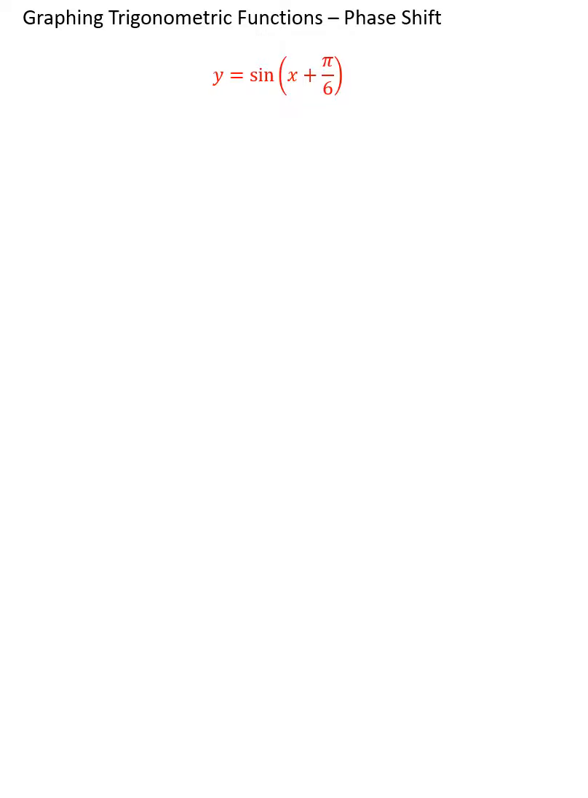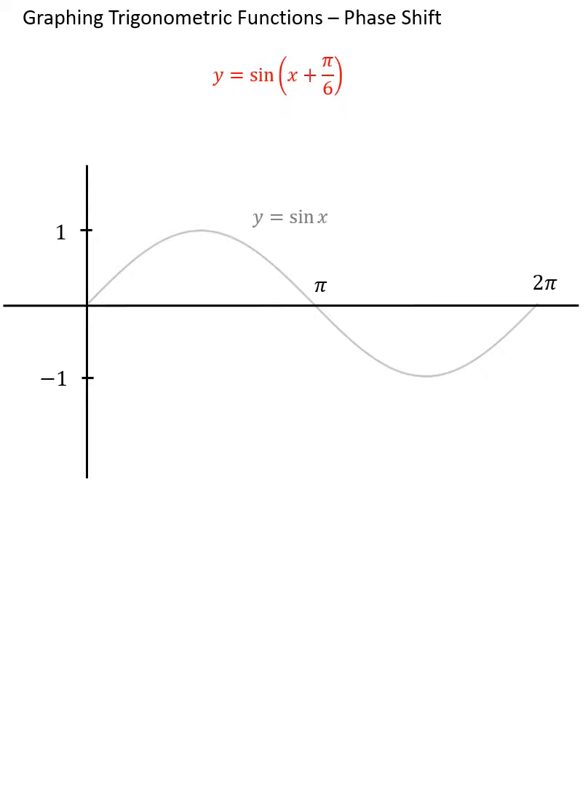Suppose we wanted to graph y equals the sine of x plus pi over 6. The first thing that we would do is pull from memory our sine function. And then, with the understanding that the transformation here is going to be a leftward shift of pi over 6, which you may recall from the graphing via transformations video, we essentially just have to shift this entire graph left pi over 6 spaces.